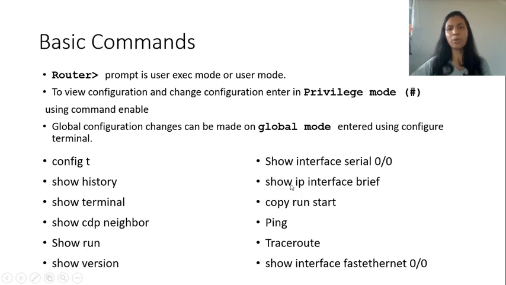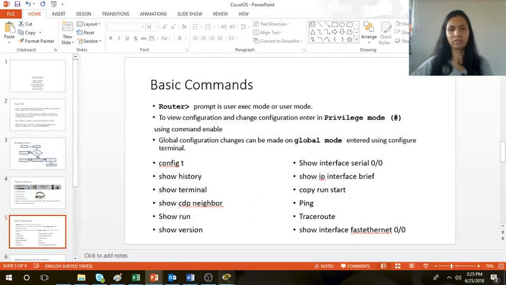Next, we will view the details of the interface. We can view the details of the interfaces using the show interface command. If you want to view specifically the IP details of your interface, then you can use the show IP interface command. We will now take a look at the difference between these two commands.